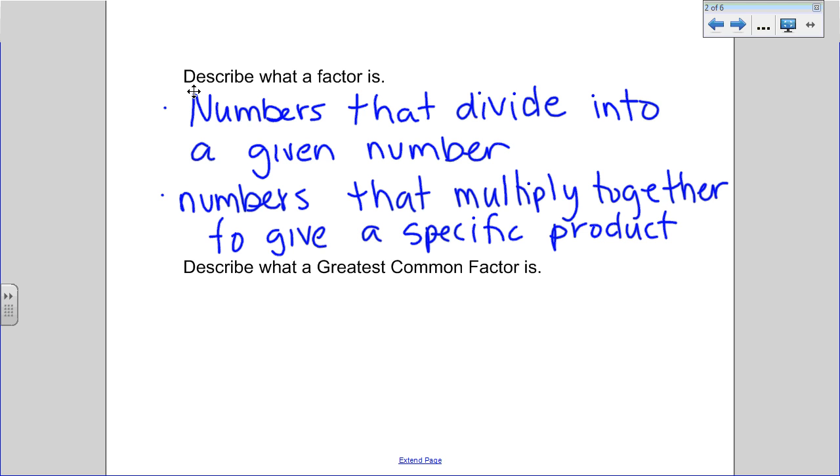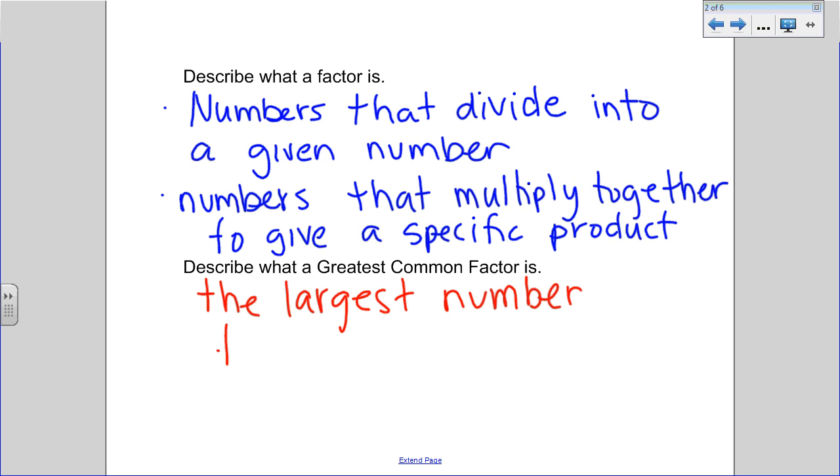What's the greatest common factor then, guys? Liza? The 2 biggest numbers that multiply together. Yeah, the largest numbers that go into your product, okay? What we came up with is it's the largest number that divides into a set of numbers.